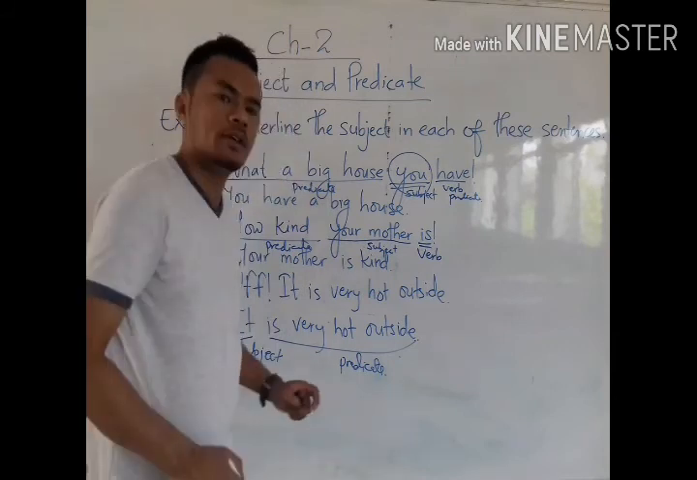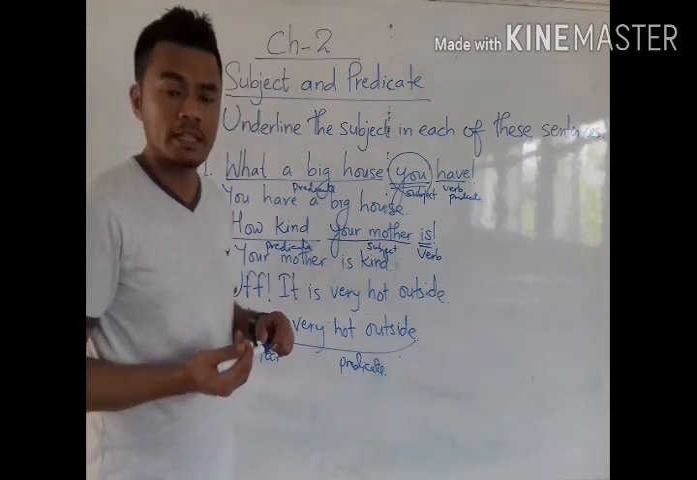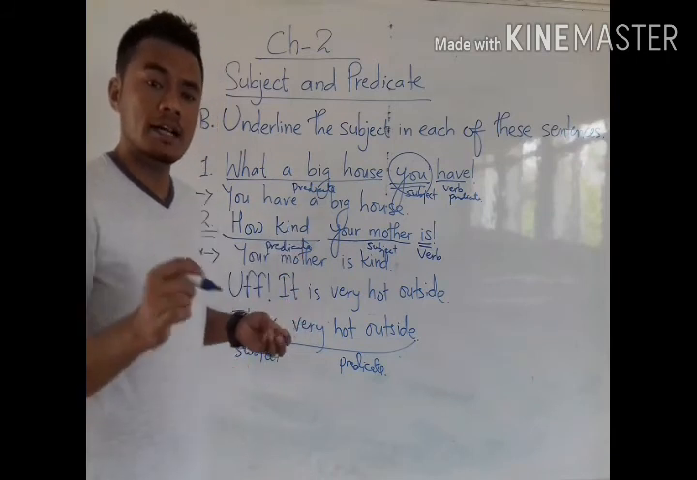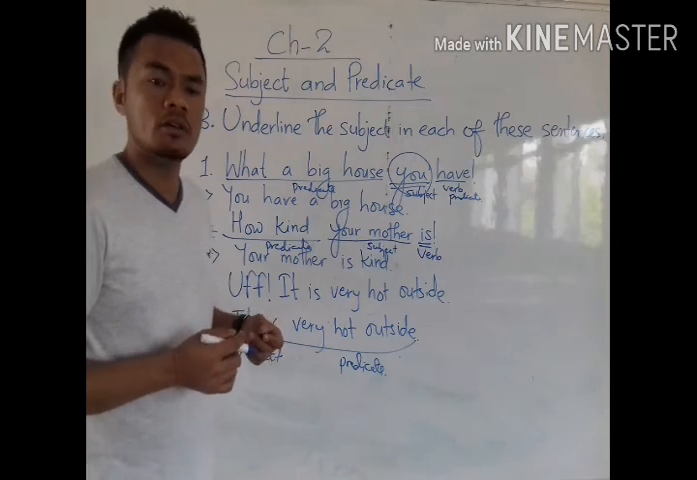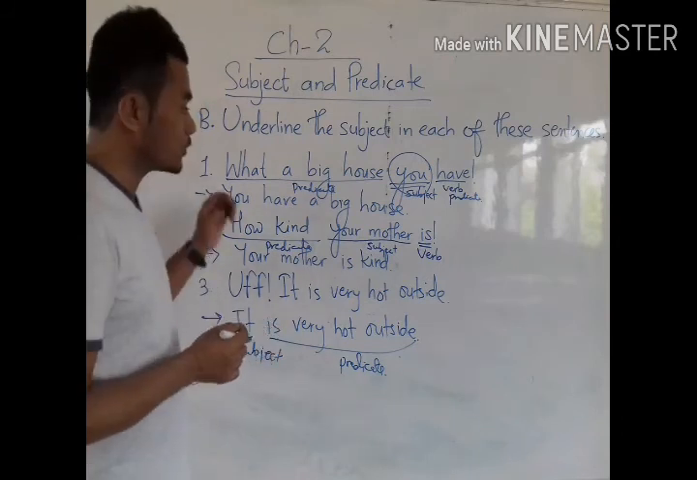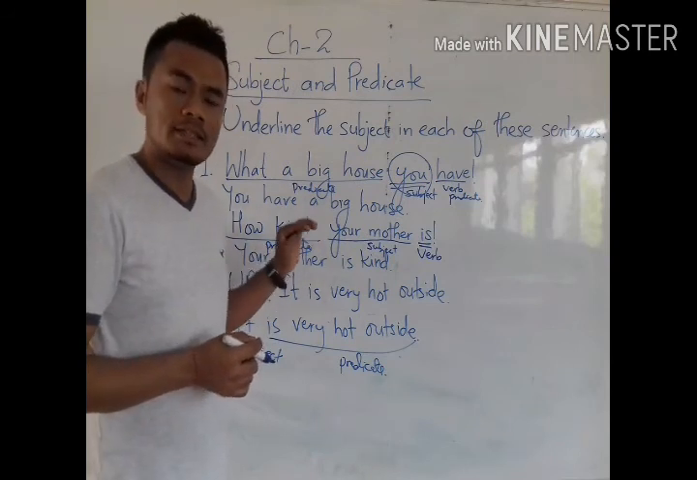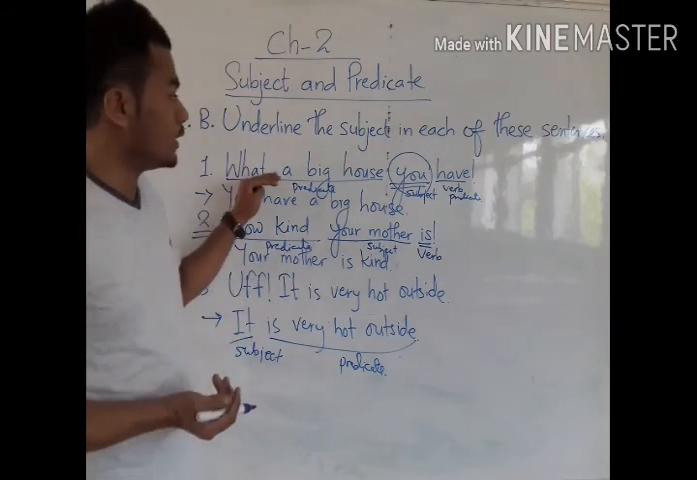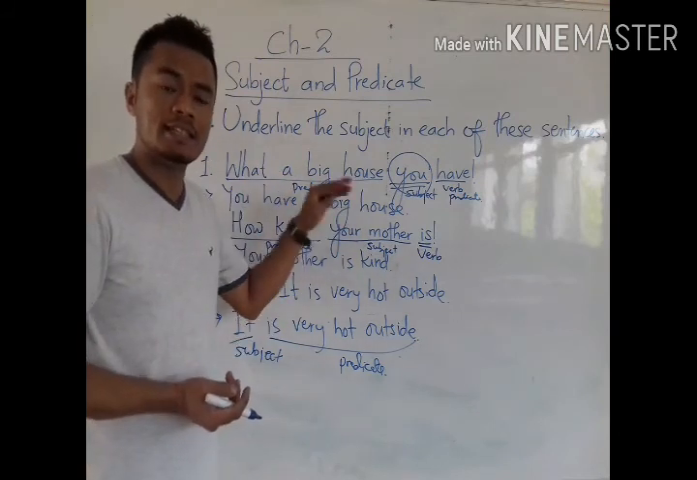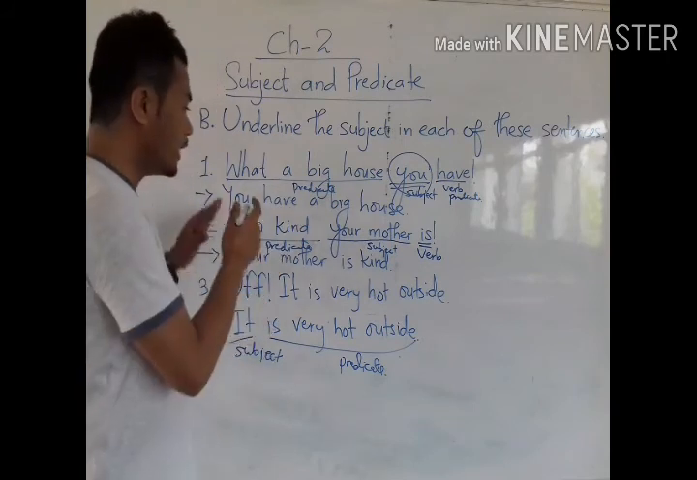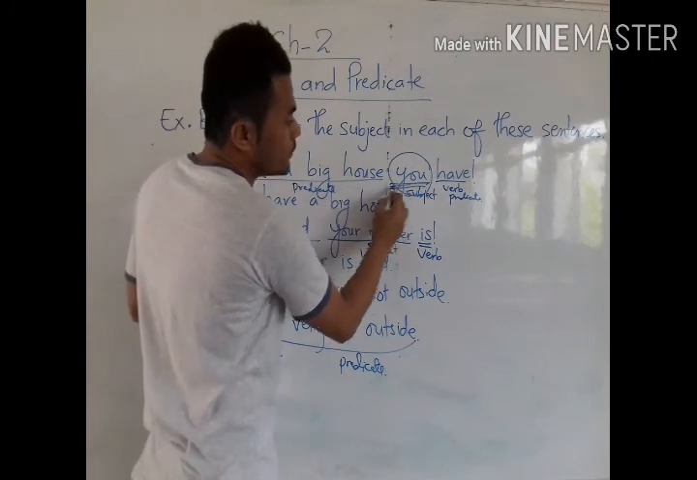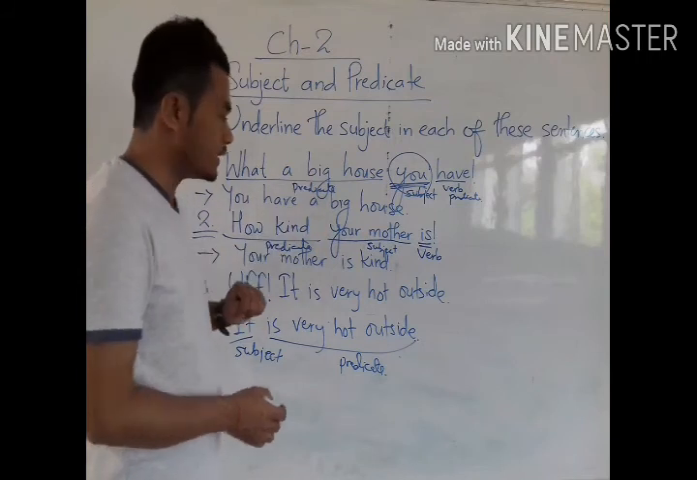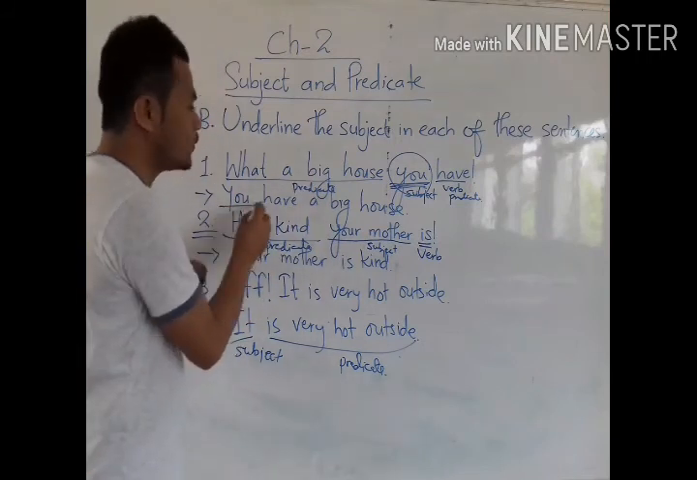So now, if you are not getting how to identify subjects in exclamatory sentences, again we can follow the same process that we followed in the case of interrogative sentences. Here also we can change exclamatory sentences into statements, into assertive sentences. Like, what a big house you have. If you change this sentence into an assertive sentence, it becomes you have a big house. So here we have found you as the subject.